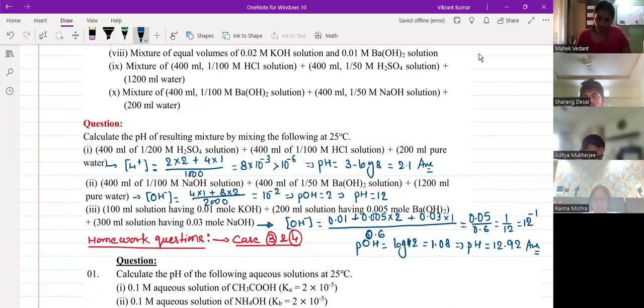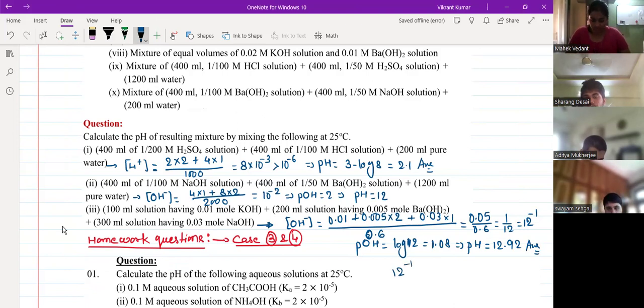Any doubt in all these questions? Strong acid or strong base, how did you solve the last log? Last wala log, if I am getting pOH 12 raised to minus 1, this is OH minus.